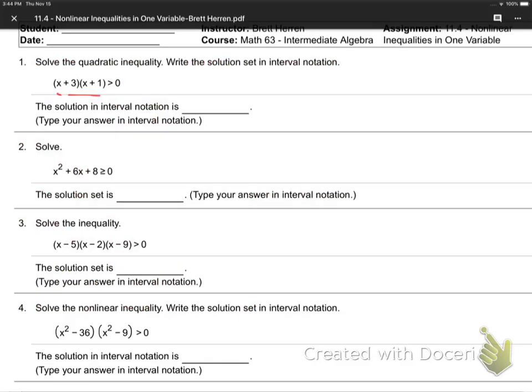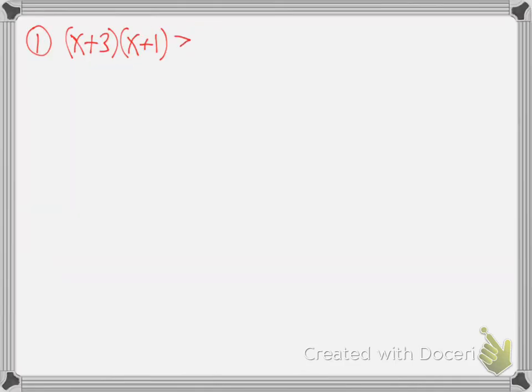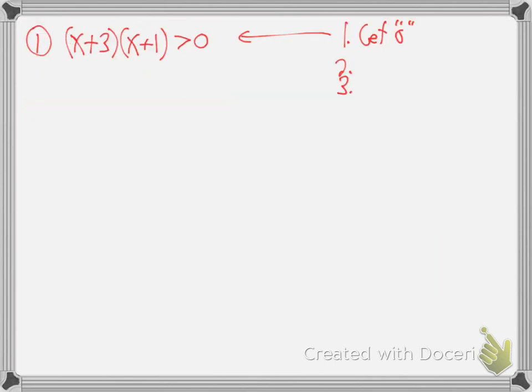So number 1 is x plus 3, x plus 1 greater than 0. Let me rewrite it over here. Okay, how do we do this? Step 1 says get a 0. Already got a 0. Step 2 says make it one fraction. We don't have fractions here. Step 3, numerator, denominator 0. We don't have that.